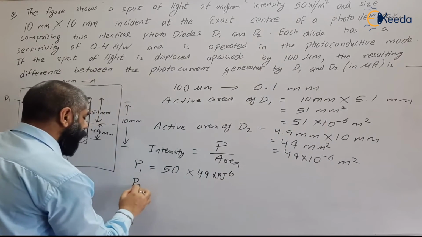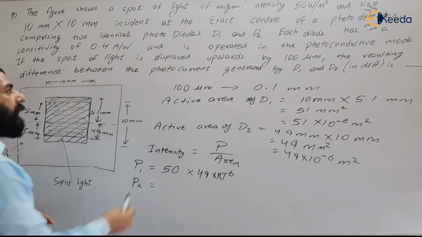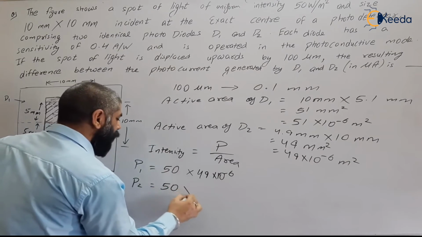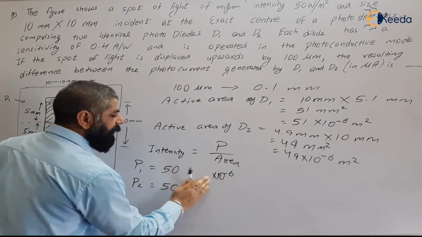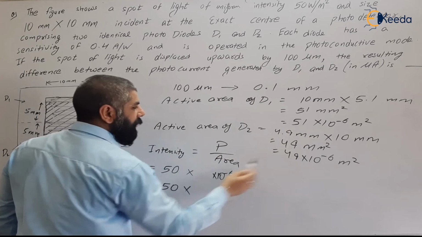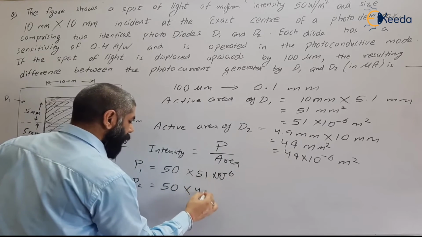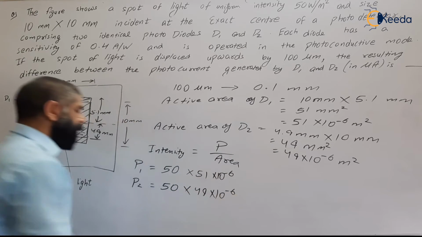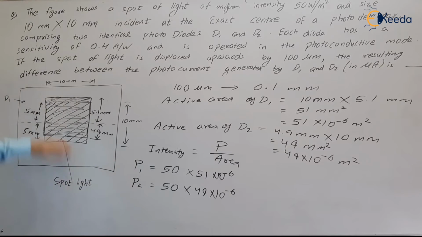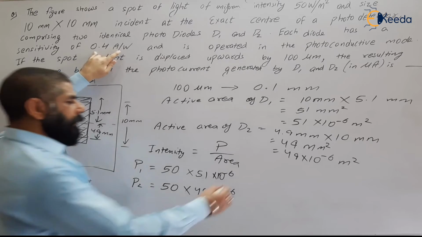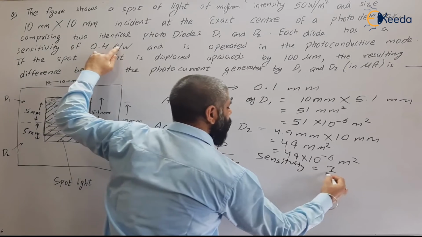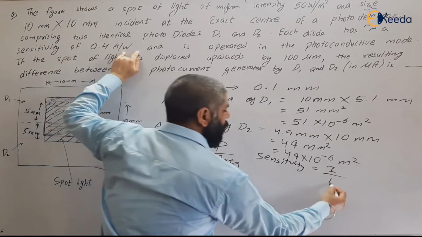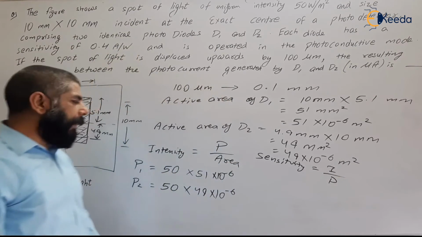If we calculate P2, means for diode 2, the intensity of light is same, but what is changed? Active area. So for 1, the active area was 51. For diode 2, active area is 49 into 10 raised to minus 6. Now we have calculated the power. Now sensitivity of these two diodes are same. So what is the sensitivity? Sensitivity is given by current divided by optical power. This is called photocurrent divided by optical power.